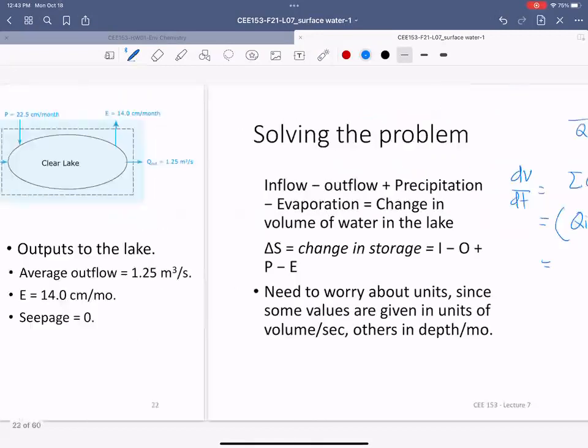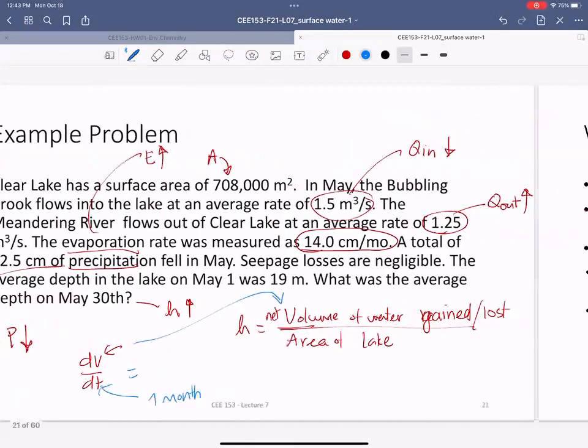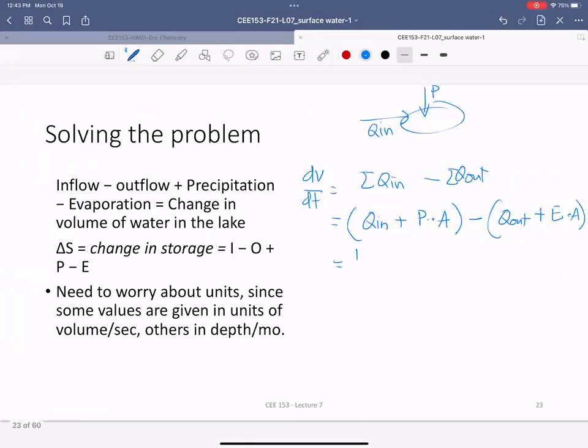All right, so let's write this one. Q in is 1.5 meter cube per second. And then again, it's for 1 month, right? So if you see this is a per month, so another way to write is, because I'm calculating volume, so this is dt times this whole thing.